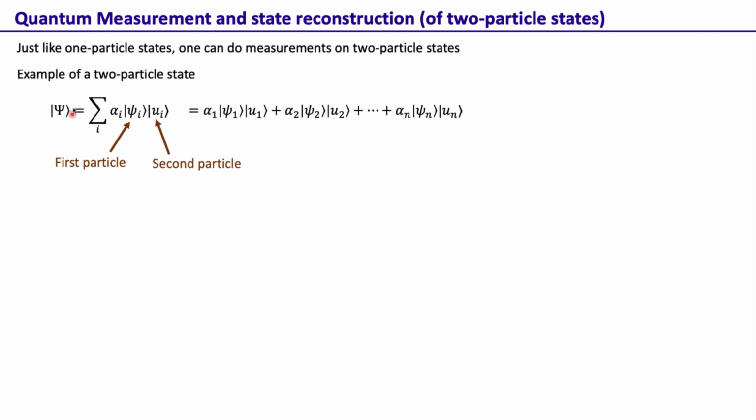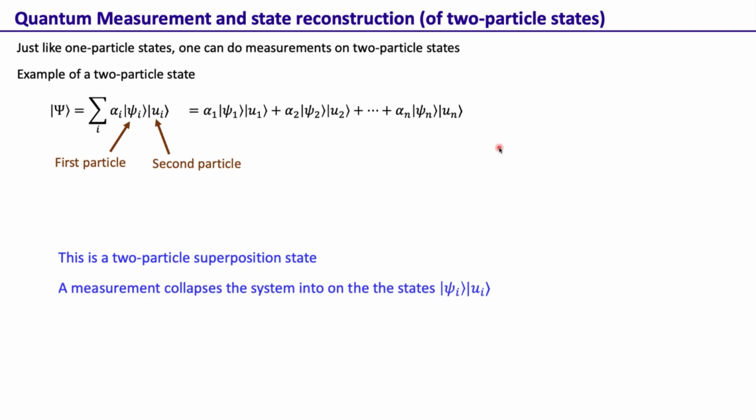And we can write this state psi in this form as a superposition. So this state can be in this first term, where the first particle is psi 1, second particle is u1, and that's the coefficient. It can also be the first particle is psi 2, second particle is u2, and the coefficient alpha 2, and so on. So that's a two particle superposition state is what we have over here.